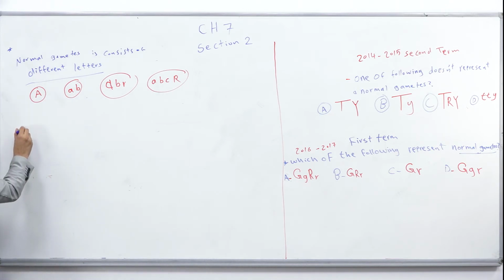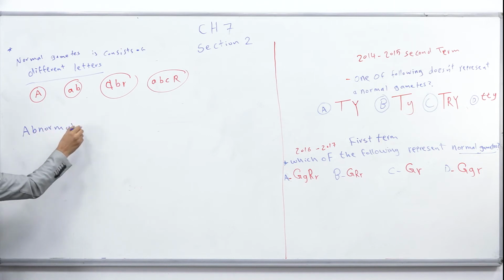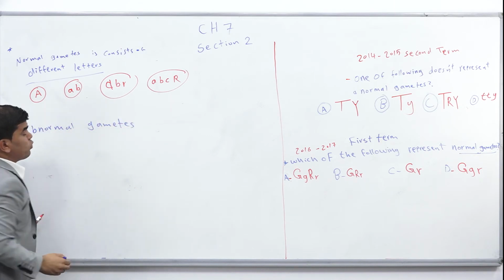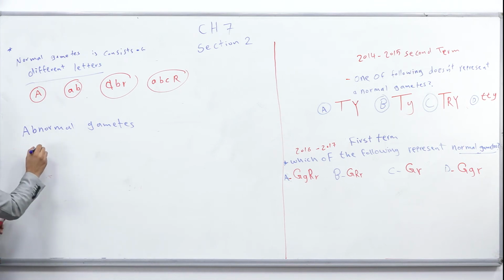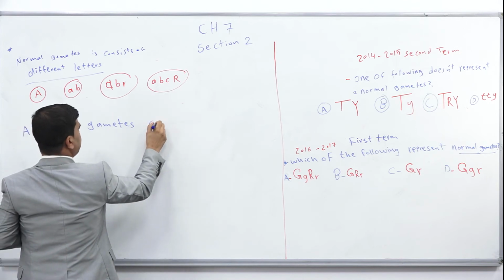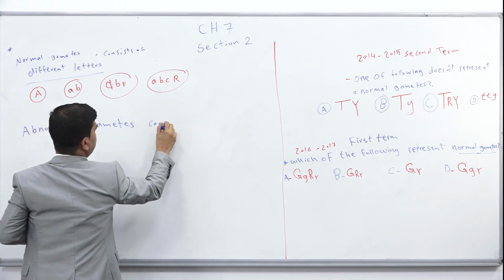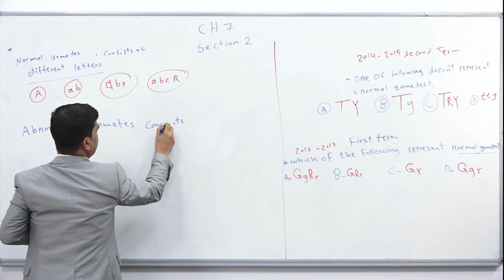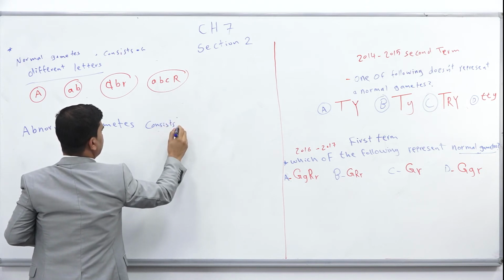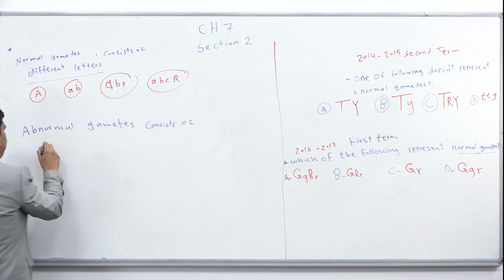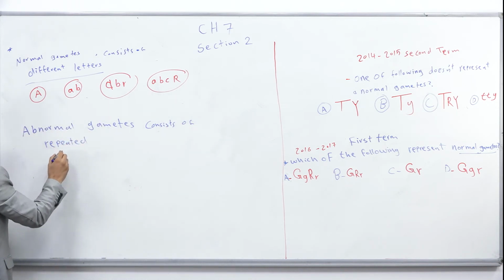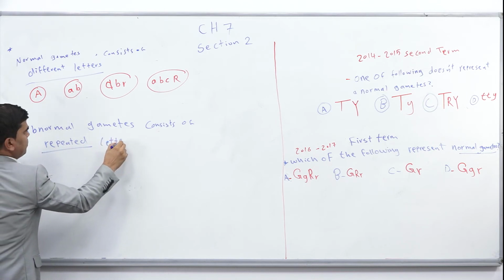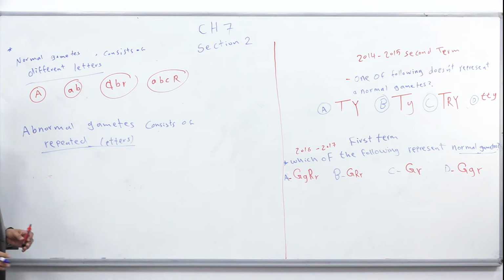Okay, what about an abnormal gamete? An abnormal gamete consists of repeated letters. It doesn't matter whether the letter is capital or lowercase. If it contains a repeated letter, it is abnormal.